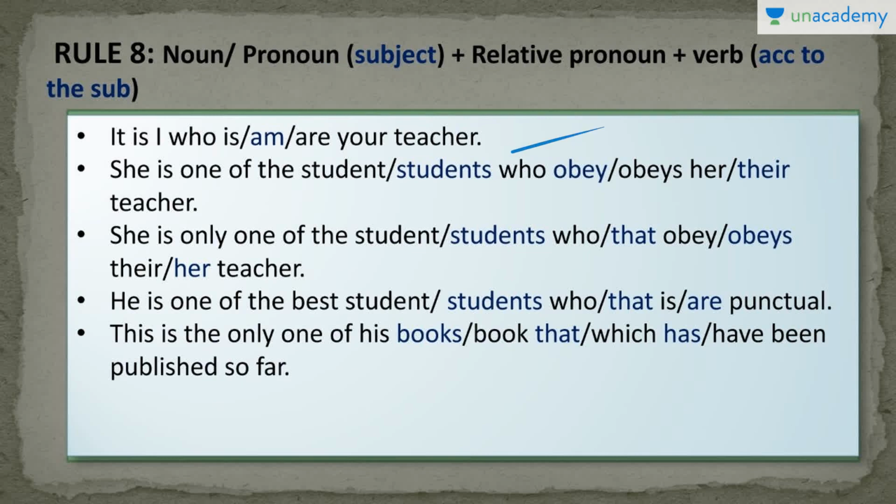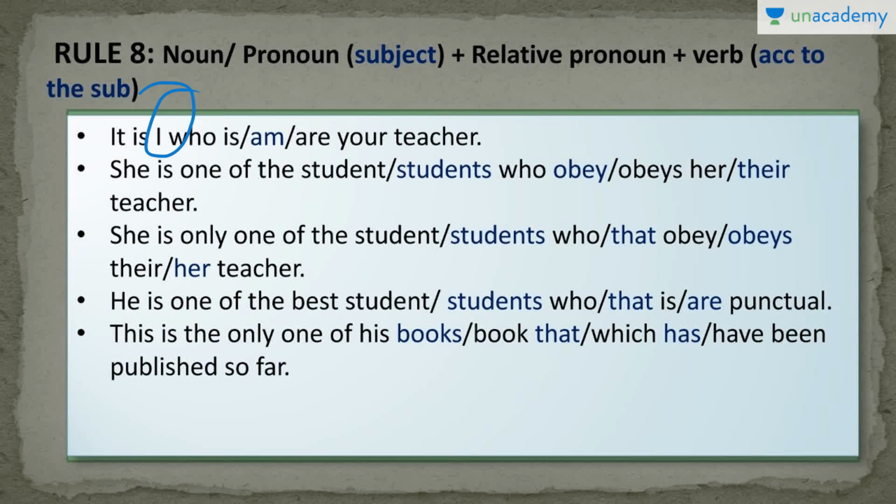First, it is I who is, am, are, your teacher. Now here you can see that there is a WH word in the middle of the sentence, that is who. Now this is a relative pronoun here. It actually relates the pronoun I with its extra information, that is the teacher. Okay. So here, as I've already told you, according to this rule, the noun or pronoun before a relative pronoun is the subject. So here I is the main subject.